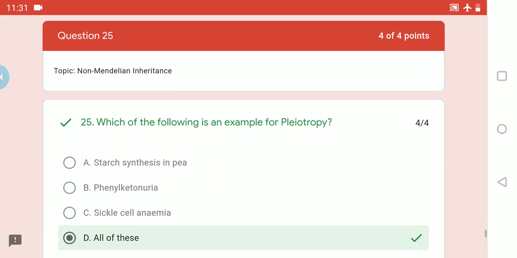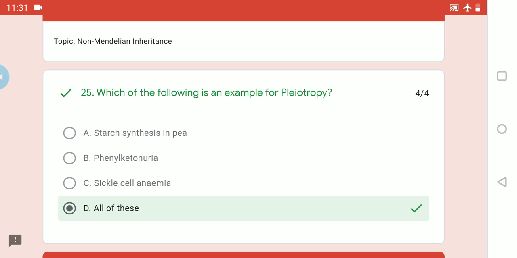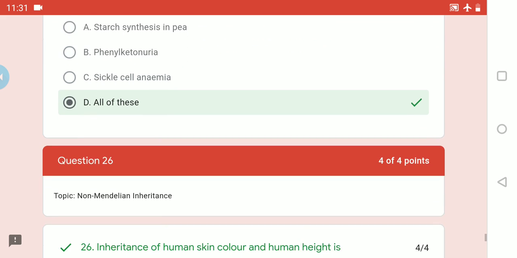Okay. The next question, which of the following is an example of pleiotropy? Just now, as I said, starch synthesis in pea plants, even phenylketonuria, PKU, also sickle cell anemia. These can all be given as examples of pleiotropy. I repeat once again, what is pleiotropy? A single gene can exhibit many phenotypic expressions. That means a single gene product may produce more than one effect. So this is what we call pleiotropy. All of these are the right answer.